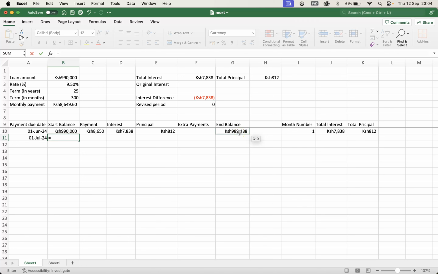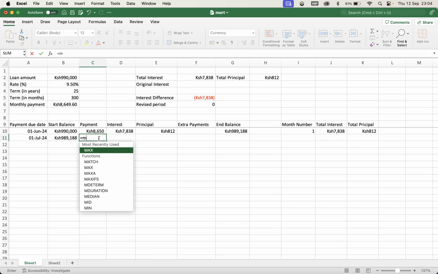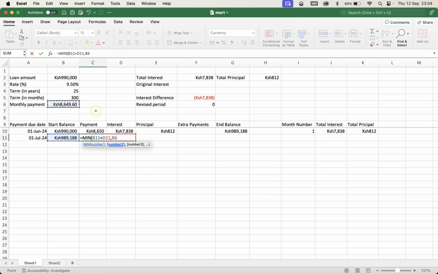And then the start balance, of course, is this balance that we see here in G10, and then the payment here will be a hairy formula which helps us to see that at the end period when you are paying the loan, you don't have to pay more than what you're supposed to pay. So if I get a chance, I'll explain it further, but I will show you this MIN formula, which is equal to this amount here plus interest, or whichever is lower between that and the amount that we pay here, which is the monthly payment. We are looking at the minimum amount.